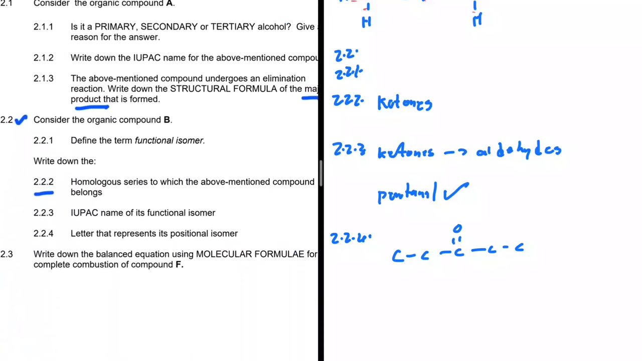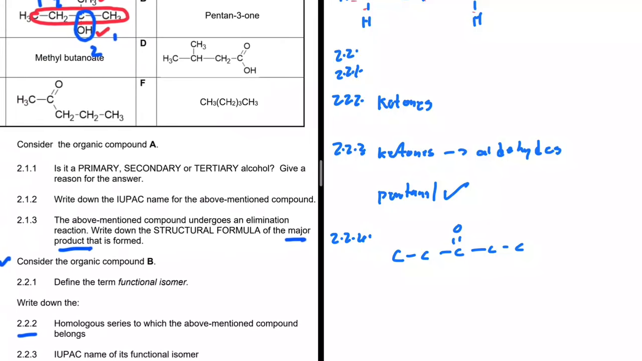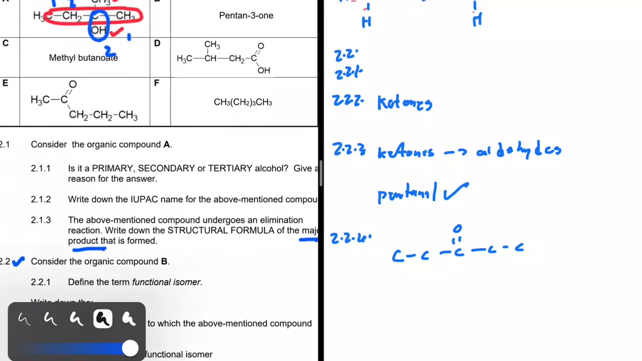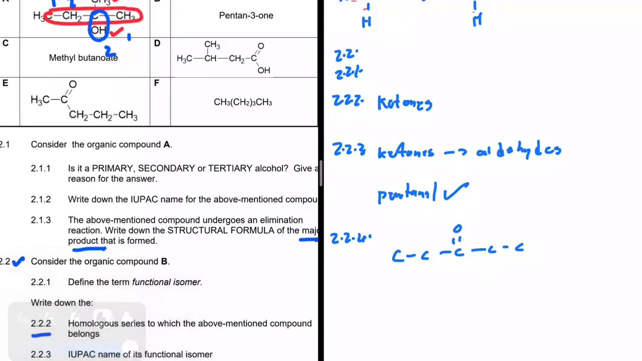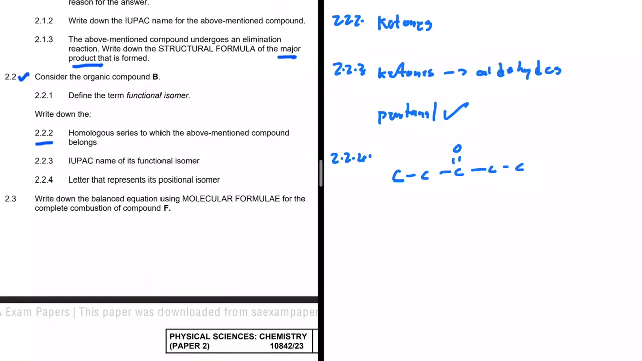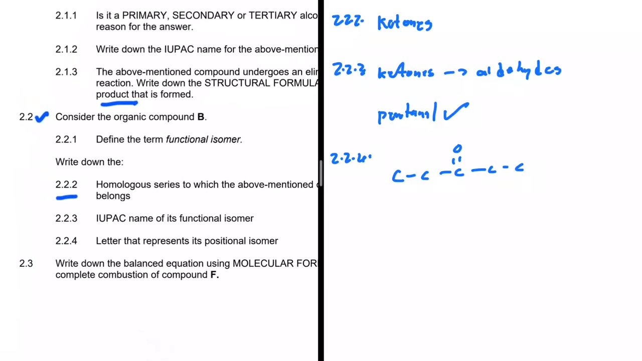Letter that represents its positional isomer. Okay, let's take a look. Pentan-2-one looks to be compound E. Take a look at compound E. We have 1, 2, 3, 4, 5, so that is where our pent is coming from. And then on the second carbon, a double bond oxygen. So there we go, pentan-2-one. So the answer is E. It is compound E, pentan-2-one.